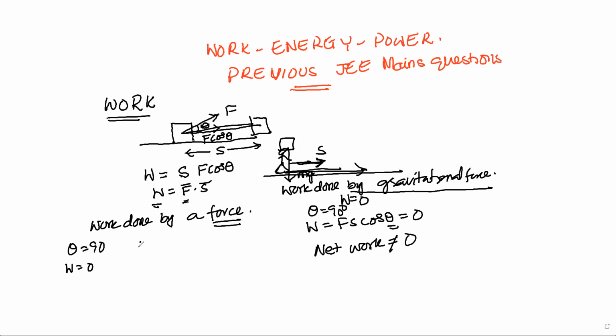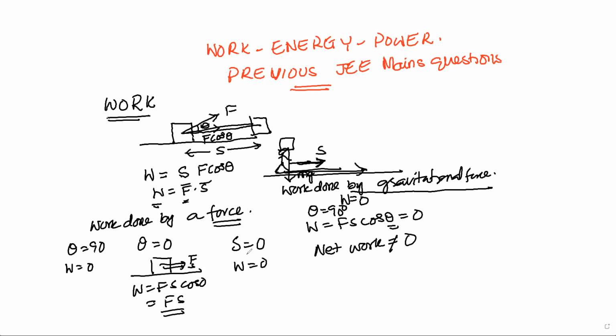Suppose I take theta equal to 0. Theta equal to 0 means the force as well as the displacement are both in the same direction, and the work done is Fs cos 0. Then the work is maximum, as cos 0 is 1. Similarly, if the displacement is 0, then also the work done is equal to 0.